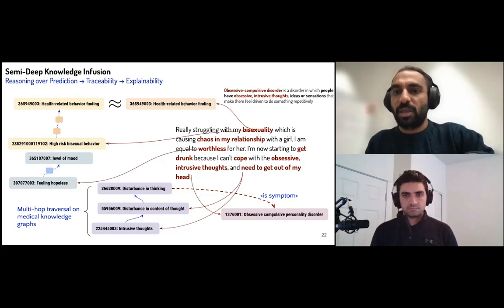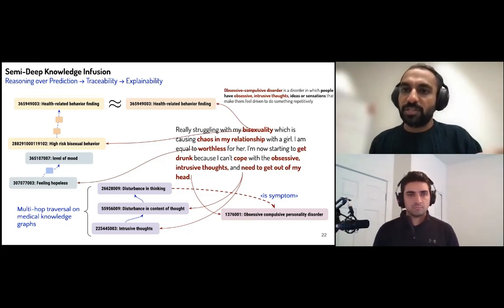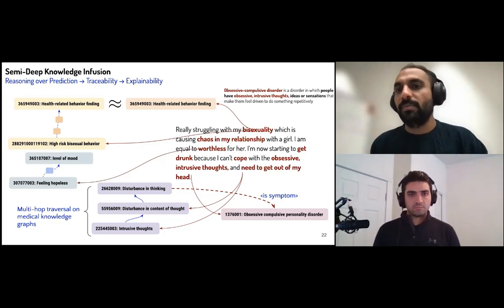There's a capability of traceability. You can trace back, because when I'm mapping it, I'm keeping the IDs and I'm keeping the definition. So I can trace back to the concepts and explain why a particular label was given.